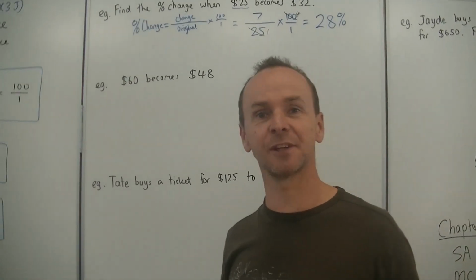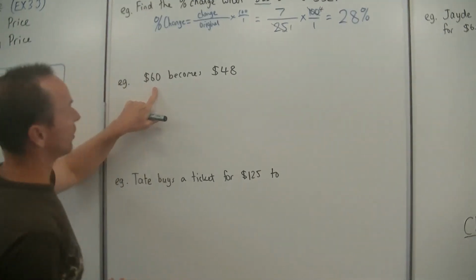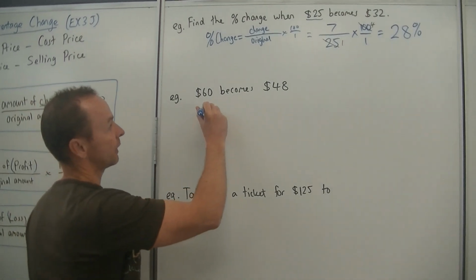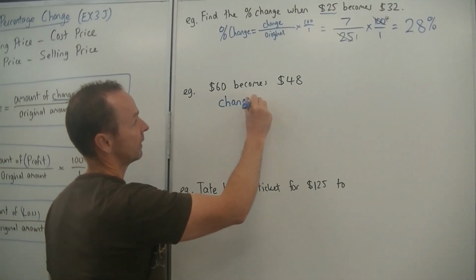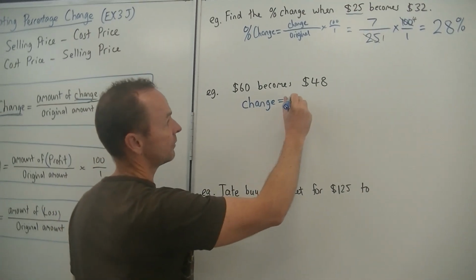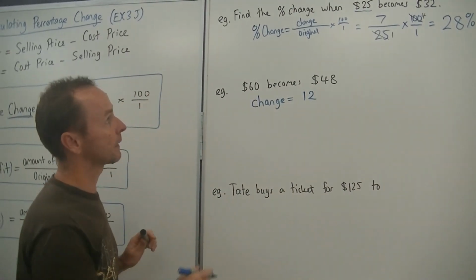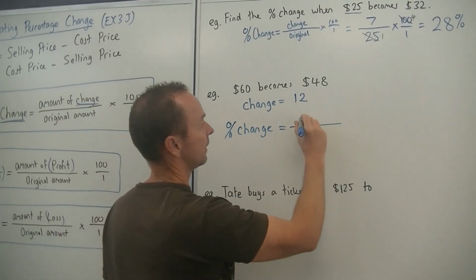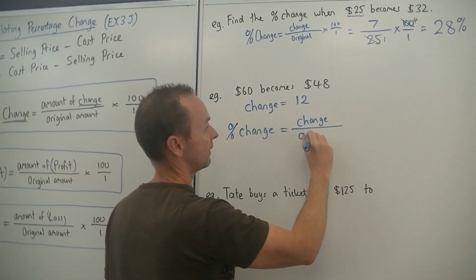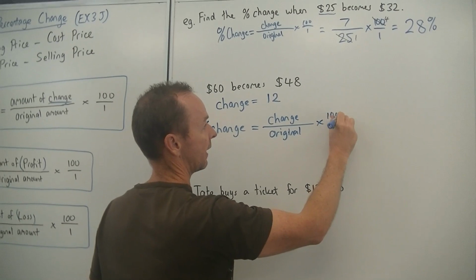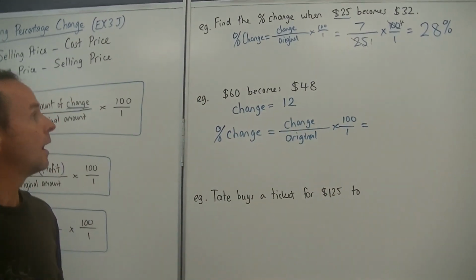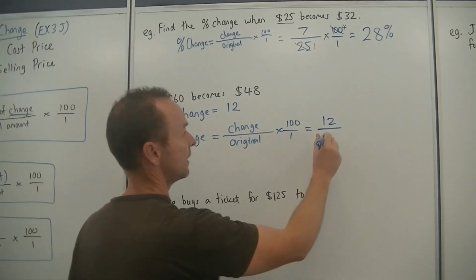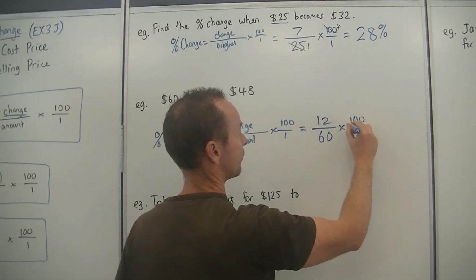Let's do another one. I'm not sure you quite get that yet, so let's do another one. Alrighty, $60 becomes $48. This time it's been reduced a little bit, so let's work out the percentage change. I'm going to work out the change first. $60 to $48, the change is $12. Well, let's write the formula. Percentage change is equal to the amount of the change over the original amount times by 100 over 1. Alright, so this time we've got 12 over 60 times by 100 over 1.